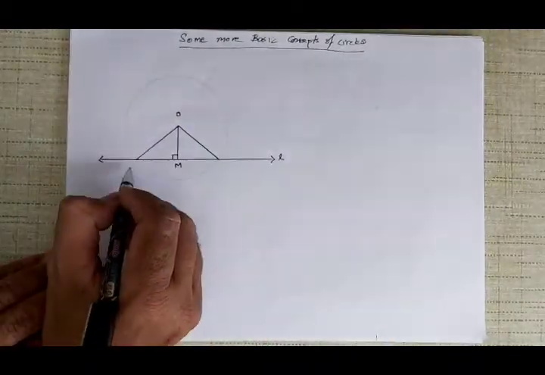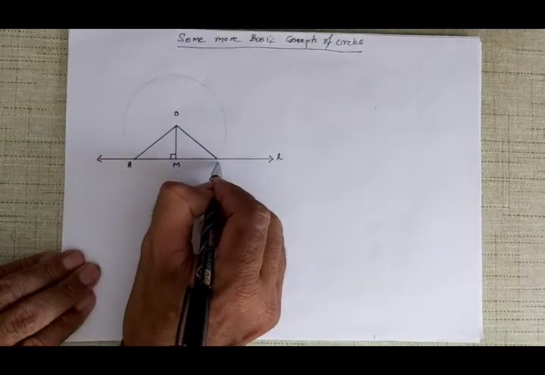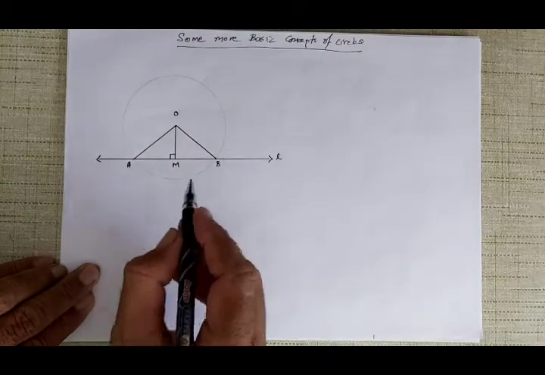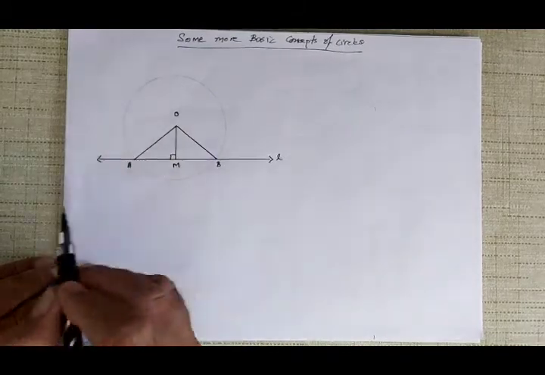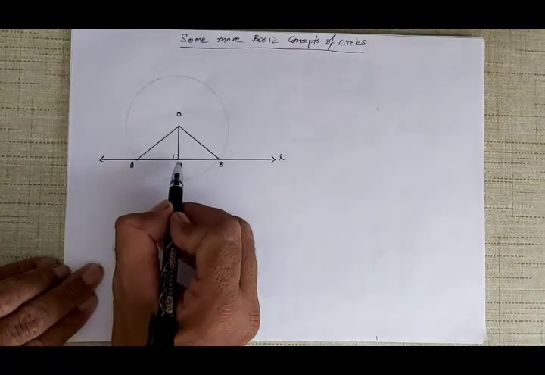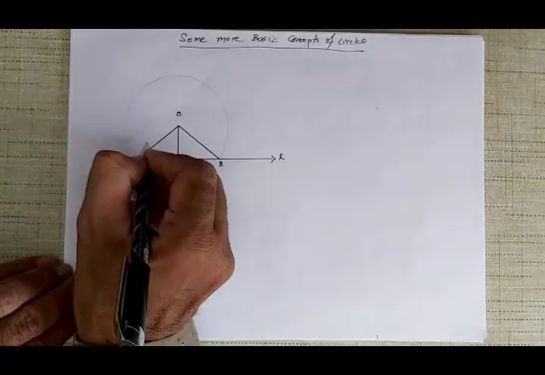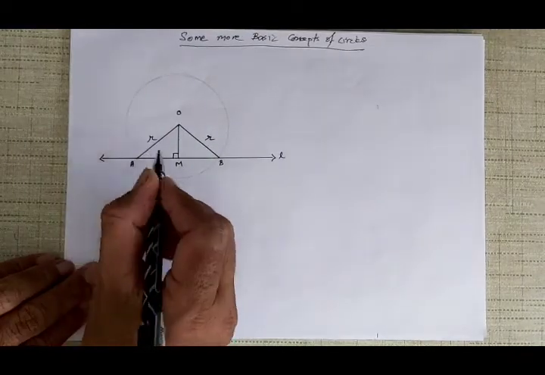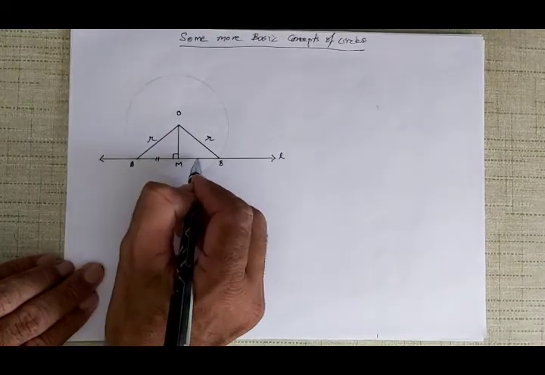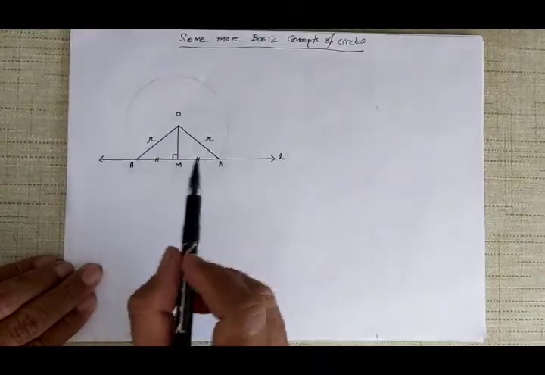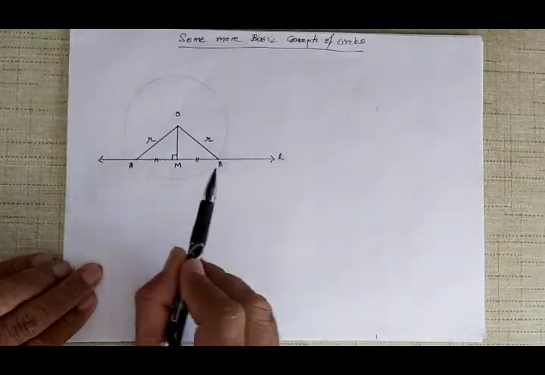So supposing the line L touches the circle at points A and B, then AB, that is your line L, is a secant to the circle. The points of intersection are A and B. Let OM be perpendicular to the secant. So M is the point of contact. This is the radius of the circle. And remember, AM will be the midpoint. Therefore, AM will be equal to BM.